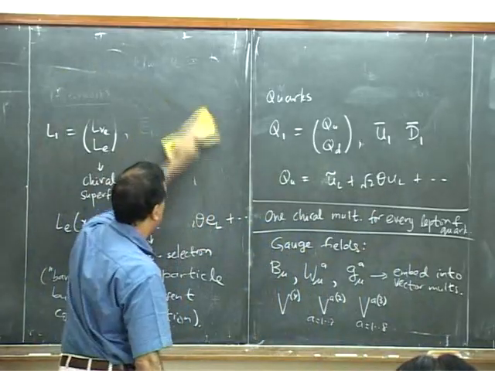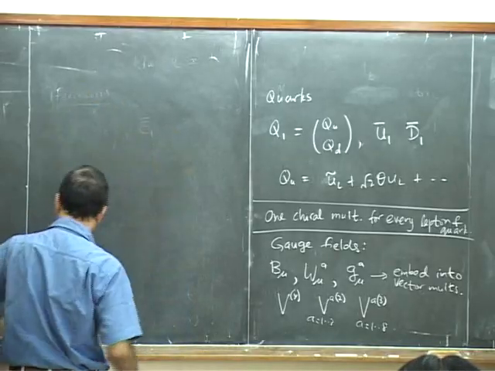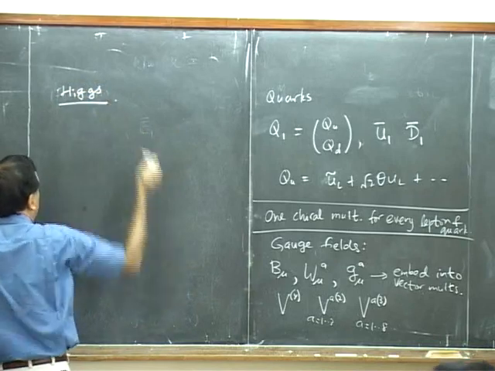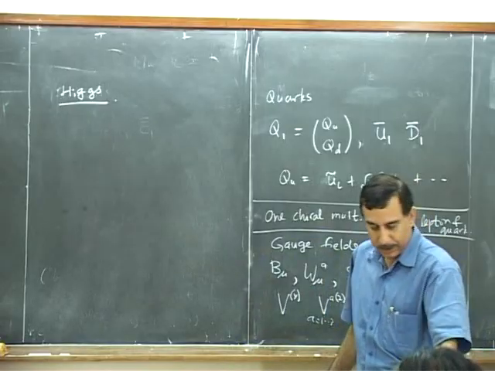And finally, the Higgs. Now in the standard model, there is a single Higgs doublet.